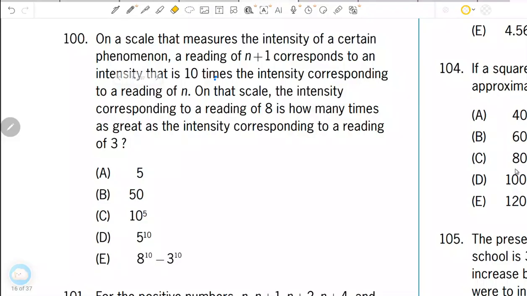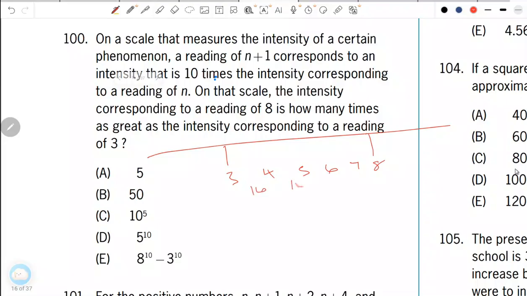On that scale, times 10, times 10, times 10, times 10. If you start from 3 to 8, how many numbers are between 3 and 8? It's 5 numbers, so you're going to multiply by 10 five times. That's 10 raised to the power 5. Look at the scale like this: this is 3, and this is 8, with 4, 5, 6, 7, 8 between. Times 10 five times is 10 raised to the power 5.